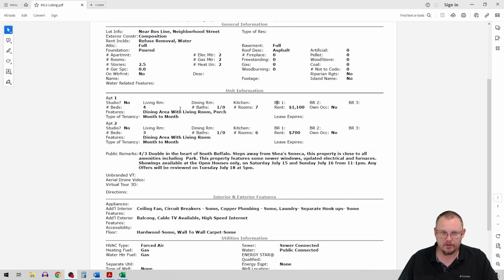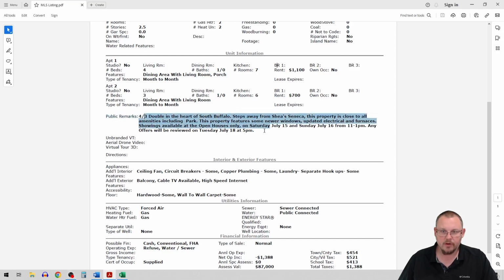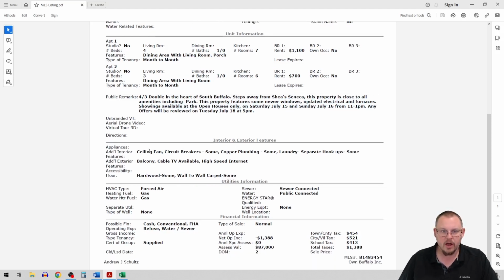So scrolling down here a little bit, you can see the public remarks about the property. Gives you a little bit of information about the location of the property, some of the updates that have been done, some newer windows, updated electrical and furnaces. And it goes on and talks about the showing times and things of that nature. There's also some more information about what the property has here in the interior and exterior features.